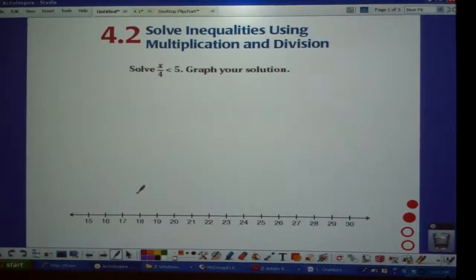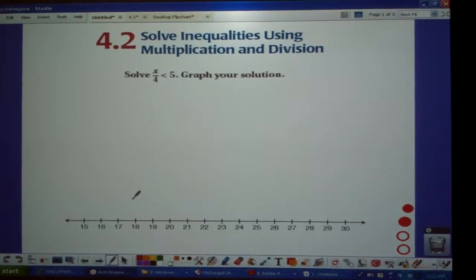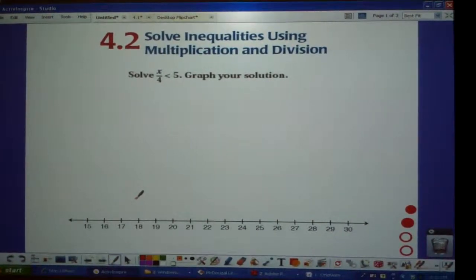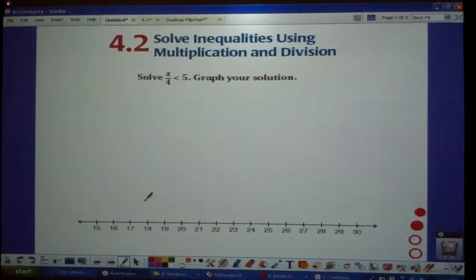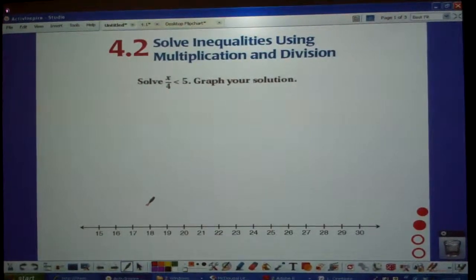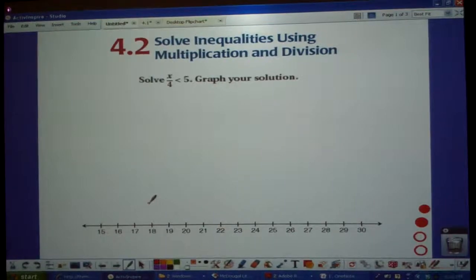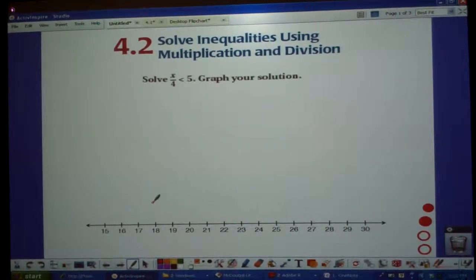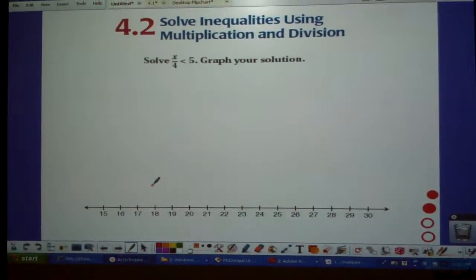Okay, in 4.1 we learned about solving inequalities using addition and subtraction, and in 4.2 we're solving inequalities using multiplication and division. It works the exact same way as solving equations using multiplication and division, except there are a couple of little tricks.